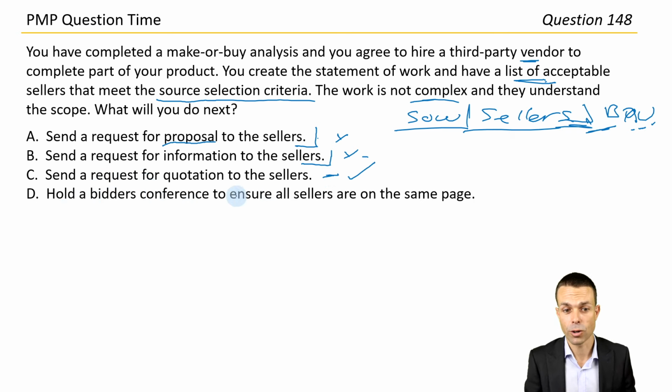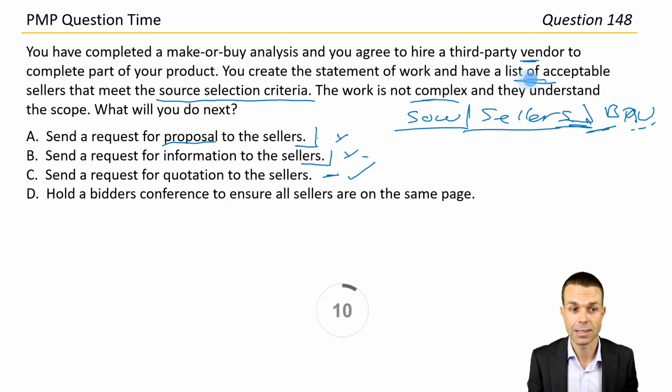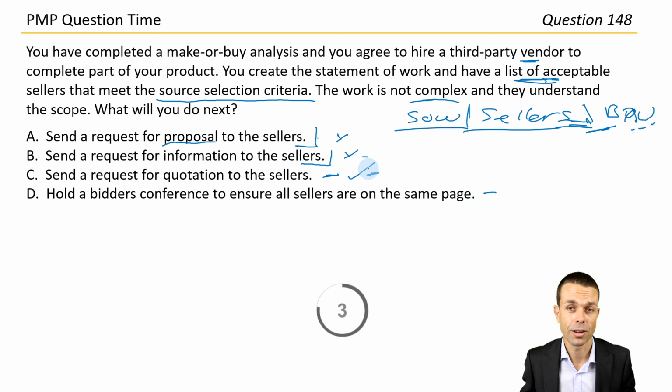Hold a bidders conference to ensure all sellers are on the same page. Again, I think we have that list of acceptable sellers, so we're pretty good there. For our purposes, I think it's straightforward enough that we can just get a quote for a price. Let's go with answer C.